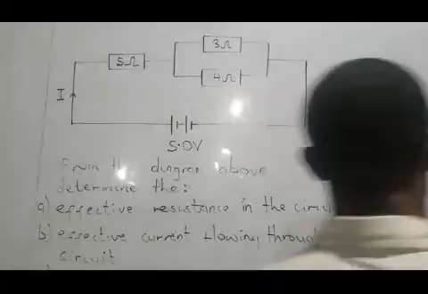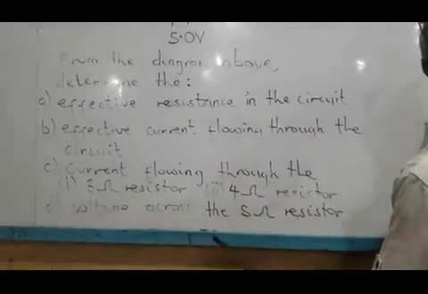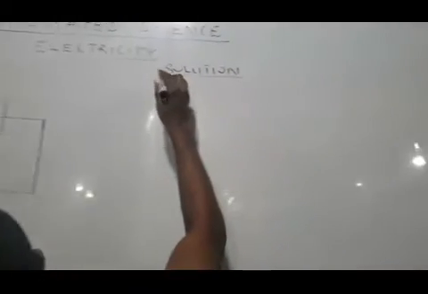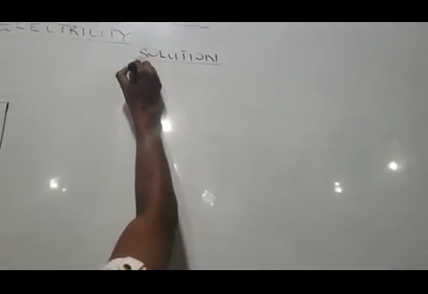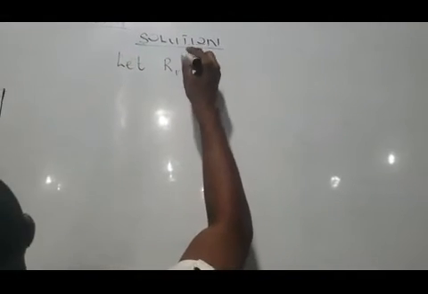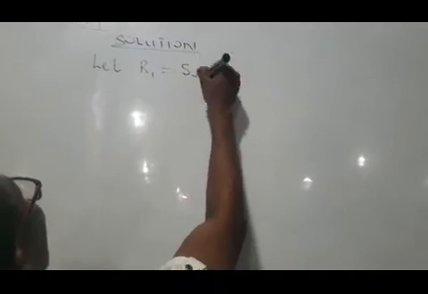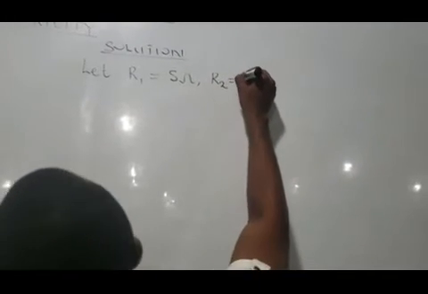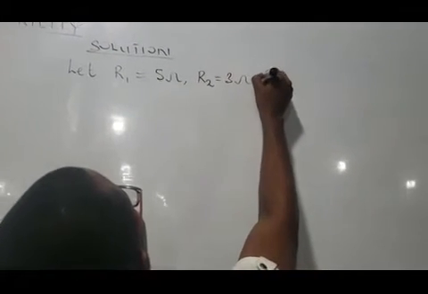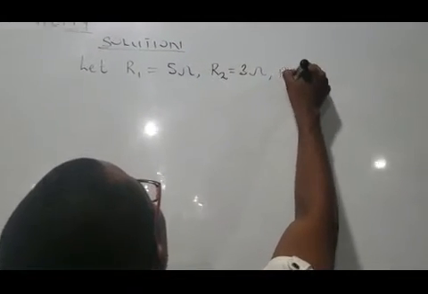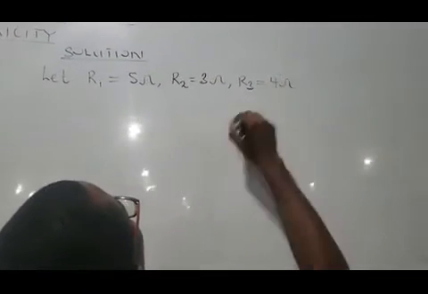So our solution: let R1 equals 5 ohms, R2 equals 3 ohms, and then R3 equals 4 ohms.